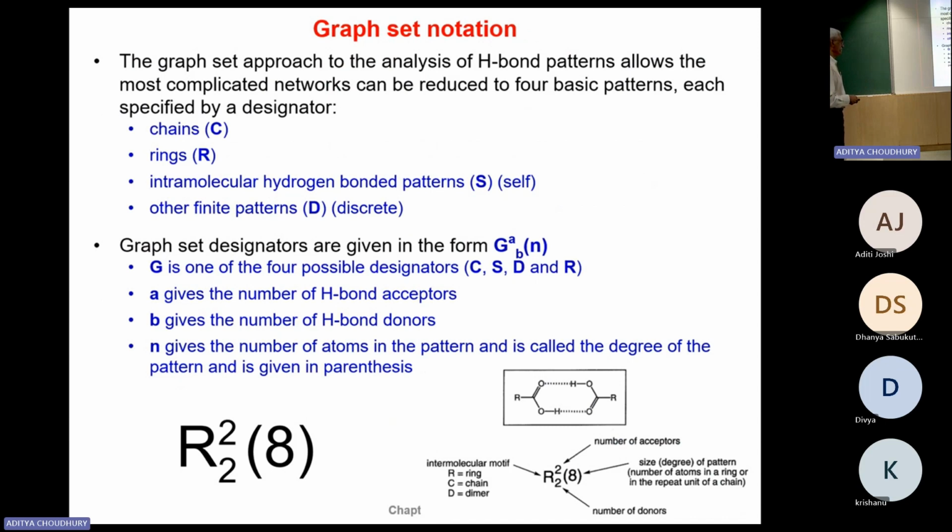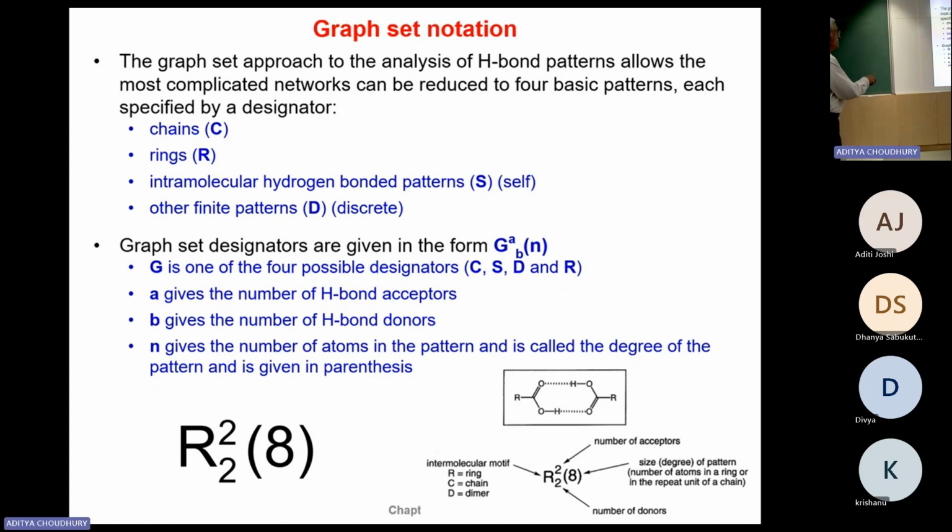How do you describe it? A symbol is given here, just like a space group. There's a way to describe the hydrogen bonding pattern. If it is a chain of hydrogen bonds, a straight aggregate, you call it C. If it is a ring, you call it R.